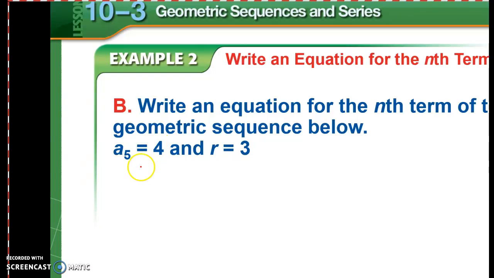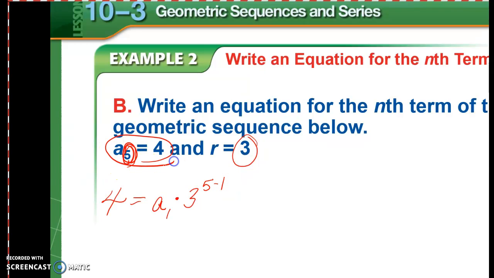Here we know that my a sub 5 is 4, and we know r is 3, so we're going to find a1 first. So when we put in 5 for n, we got 4. So let's plug in what we know so we can find our a1, so we can write our equation. So 4 equals a1, which we don't know, times r, which is 3, to the 5 minus 1. So we're going to use the 5th term, so that's where the 5 came in, to find a1, so I can write my equation.